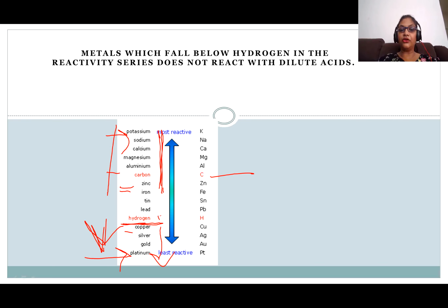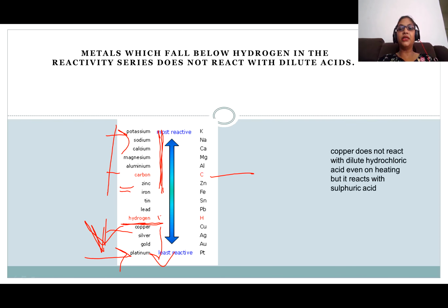Now you can see here the copper. Copper will not react with dilute acids, but there is an exception. If it's concentrated sulfuric acid, it can react. So copper does not usually react with dilute acid, but on adding concentrated acid, it can react easily with the sulfuric acid. So this is one exception. Usually when asked, copper is the metal which doesn't react with dilute acid.